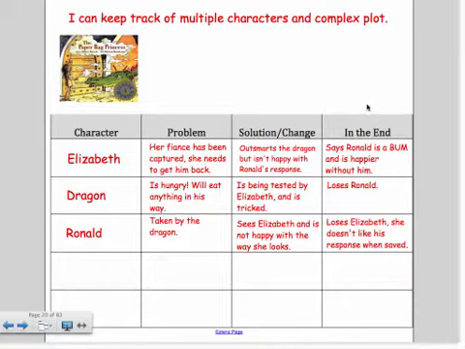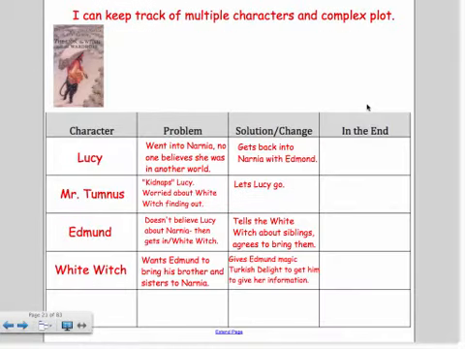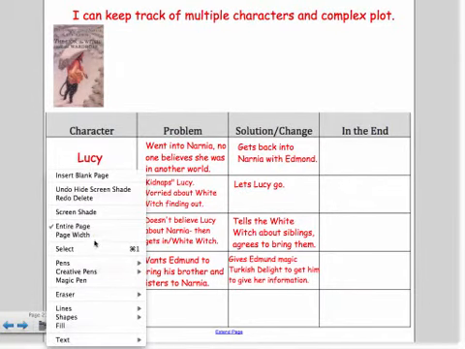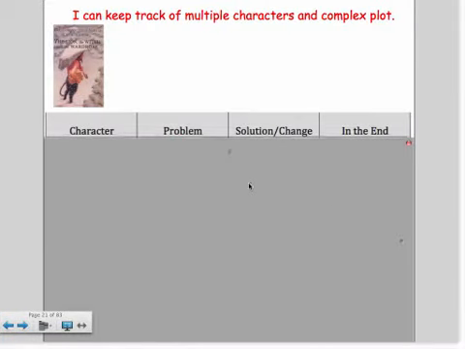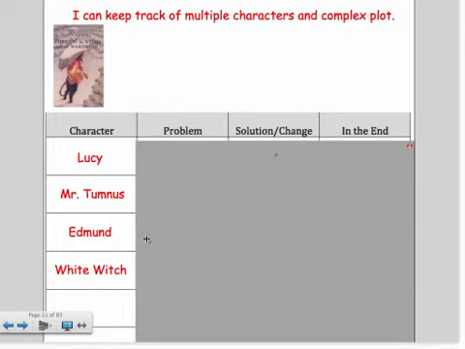So this is a basic version of a chart, and how an organizer might help you keep track of characters throughout. Now again, this worked for us easily because we've read the entire story and it was a bit shorter. When we're thinking about The Lion, the Witch, and the Wardrobe, it's a little bit different here because we have more characters, and right now, the main characters that we see are Lucy, Mr. Tumnus, Edmund, and the White Witch.